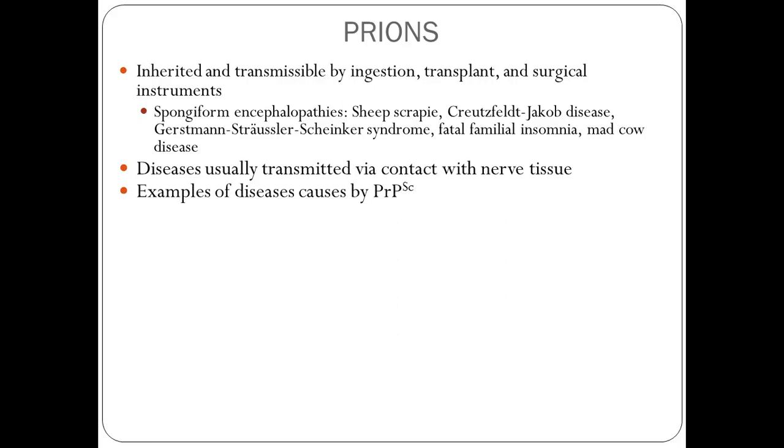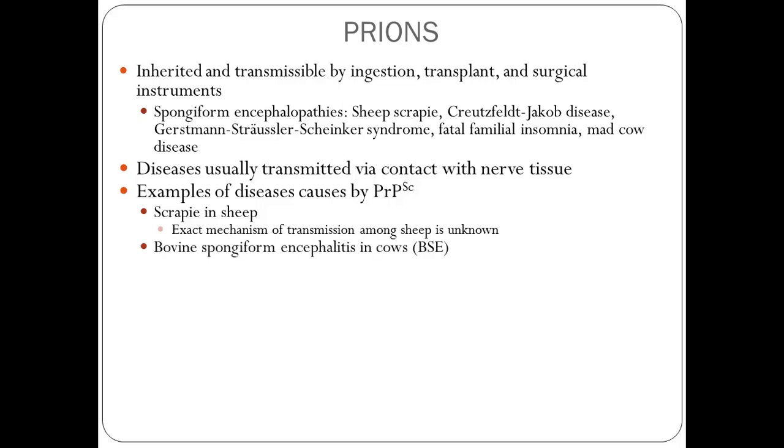So here are some examples of diseases caused by scrapie protein. The first one is scrapie in sheep, and the exact mechanism of transmission among sheep is unknown. Bovine spongiform encephalopathy in cows, BSE, is possibly transmitted to cows from feed that was fortified with bone marrow from sheep. So you fed the sheep bone marrow to the cows, and the cows became infected with the scrapie protein, and they got BSE, aka mad cow disease.